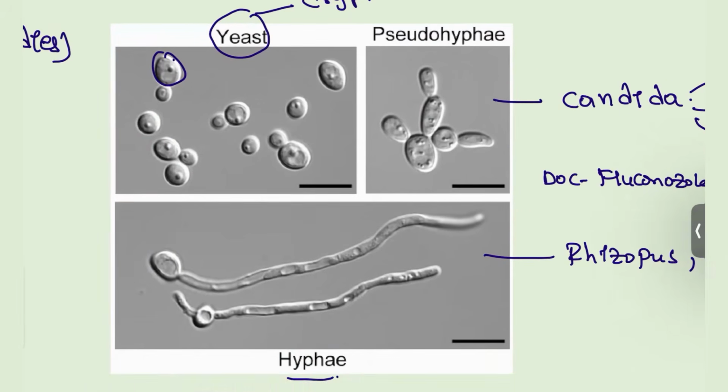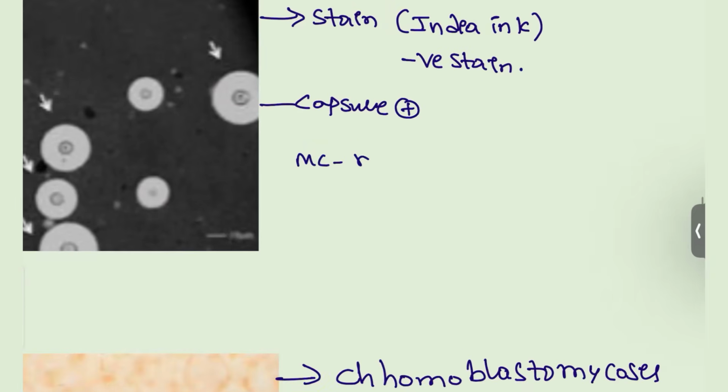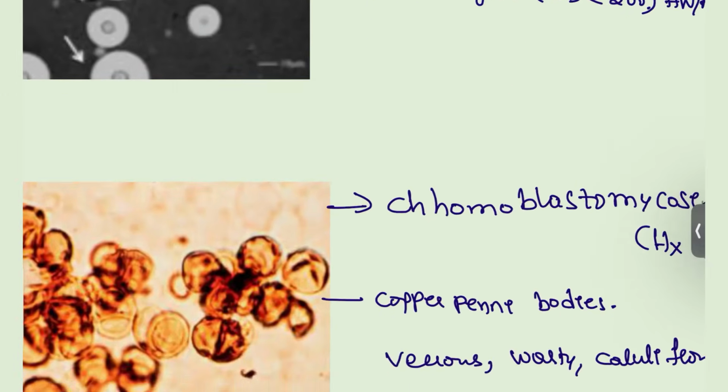Next, remember the Cryptococcus. Here, the stain that we use for this one is India ink, also known as a negative stain, because this contains the capsule. Most commonly this will be seen as meningitis in patients with CD4 cells less than 200, in HIV or AIDS patients, the immunocompromised patients that we are going to see.